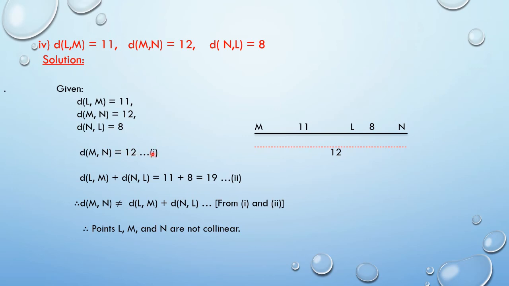Next we write the sum of the other two distances. That is distance of LM plus distance of NL is equal to 11 plus 8, which is equal to 19. That is equation number 2. Therefore, from equations 1 and 2, distance of MN is not equal to distance of LM plus distance of NL. Therefore, the betweenness condition is not satisfied here. Therefore, the points L, M and N are not collinear.